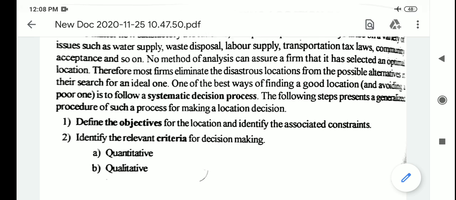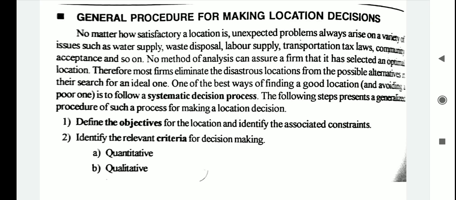Therefore, most firms eliminate disastrous locations from the possible alternatives in their search for an ideal one. One of the best ways of finding good locations and avoiding a poor one is to follow a systematic decision process. The following steps present the generalized procedure of such a process for making a location decision.